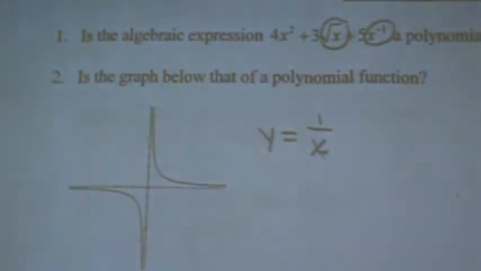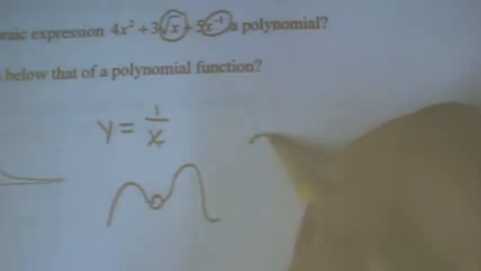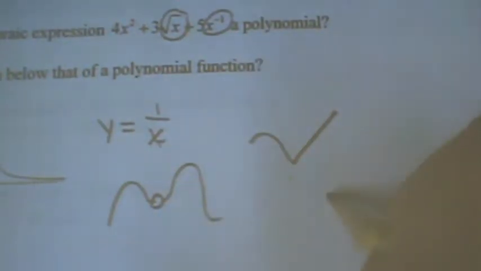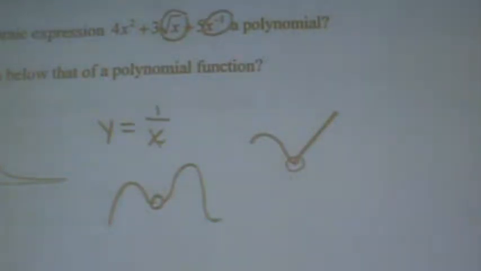Plus the fact that there's a break here. You can't have breaks, sharp corners, curves. You can't have any breaks. That's not a polynomial. Neither is this. If I did something like that, that's got a sharp corner. Okay? So no on those.